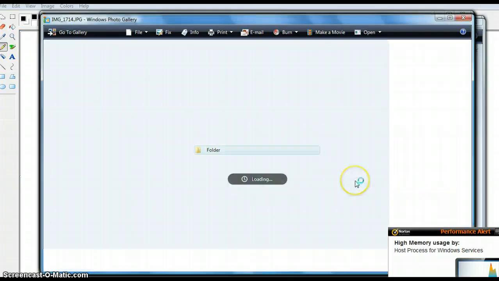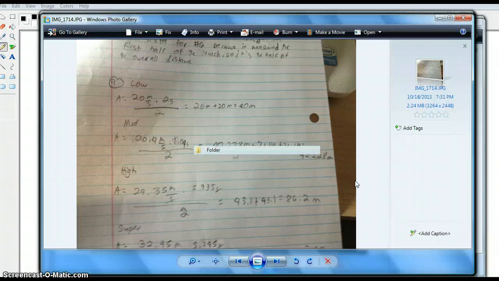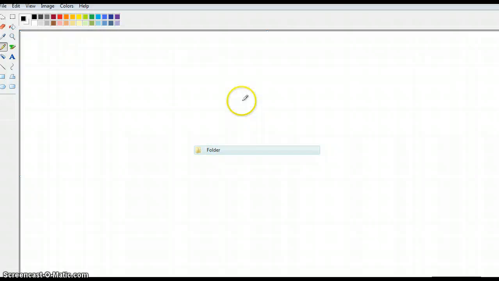1714. We are on number 9. Number 9 is asking the total displacement of the rocket. So basically, where is it finally? Well, that's kind of tricky because you're finding the total displacement away from 0.